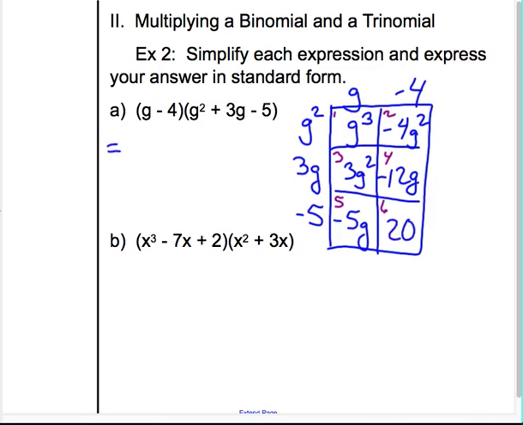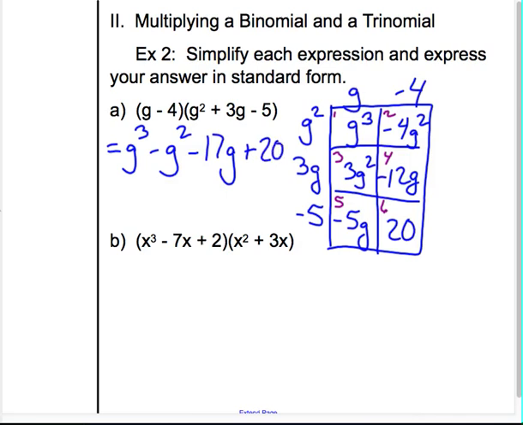So when I'm looking through for my like terms, box 1 has a g cubed with no like terms. Boxes 2 and 3 both have squares, so -4g squared plus 3g squared is -g squared, or -1g squared. Boxes 4 and 5 have g terms, negative 12g minus 5g is negative 17g, and box 6 has my positive 20.